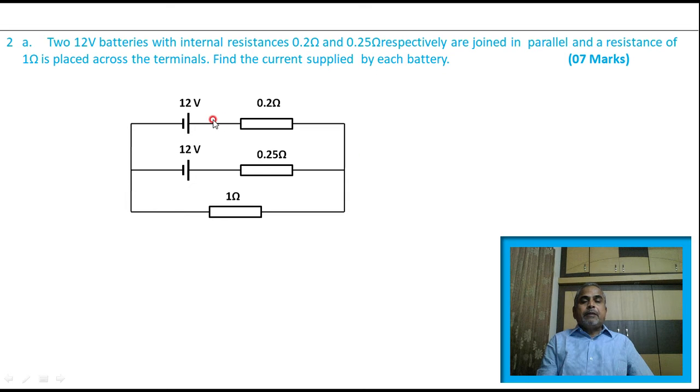Means the current supplied by the first 12-volt battery with 0.2 ohm internal resistance, and the current supplied by the second 12-volt battery with the internal resistance of 0.25 ohm. Then how to go about solving this particular problem? You have to find the currents I1 and I2. Here you have to apply Kirchhoff's voltage law, or KVL.